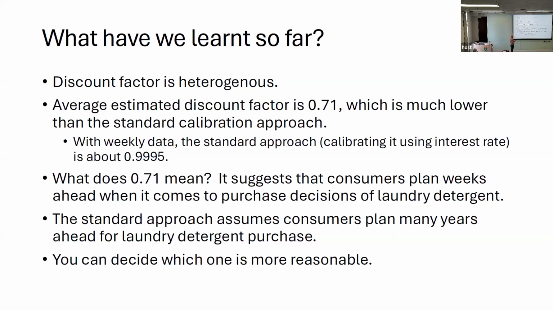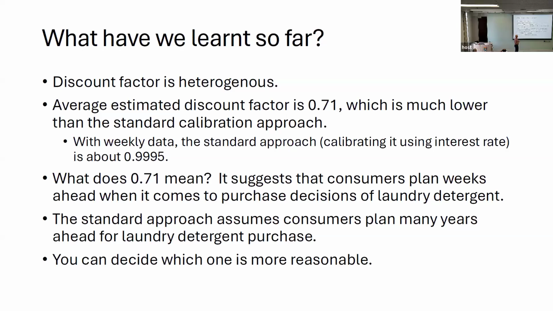The average estimated value is 0.71. Now, this is weekly observations that we're dealing with. And so it's much lower than the standard calibration approach when we use interest rate. The standard approach will calibrate it to something like 0.9995, right? So what does that mean? What does 0.71 mean? Why is it so low?